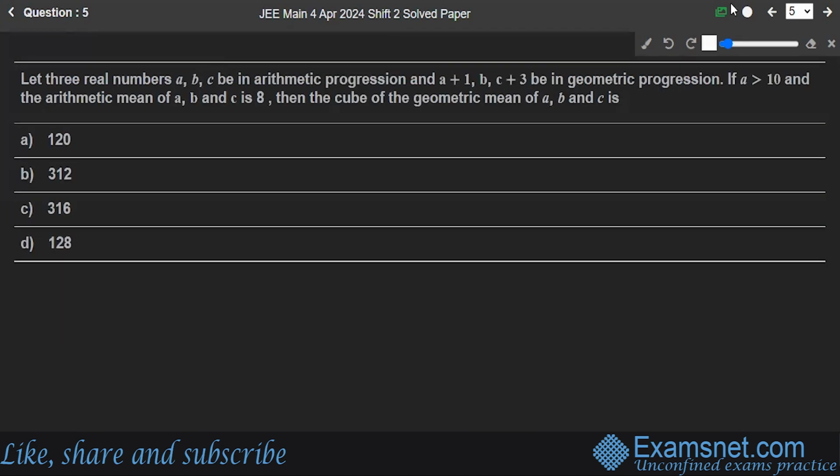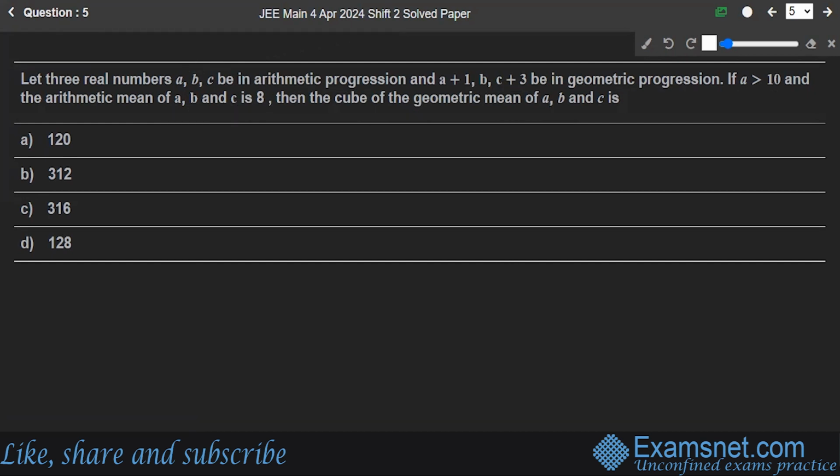Question number 5. Let three real numbers A, B, C be in arithmetic progression. A plus 1, B, C plus 3 are in geometric progression. If A is greater than 10 and the arithmetic mean of A, B, C is 8, the cube of the geometric mean of A, B, C is.